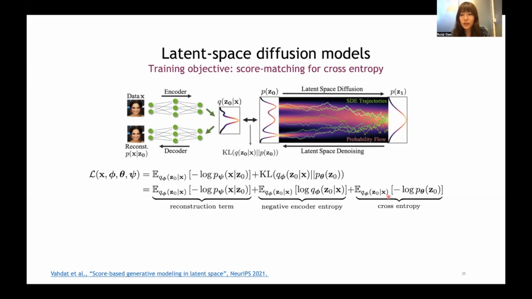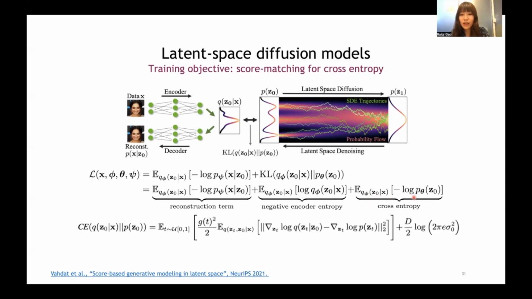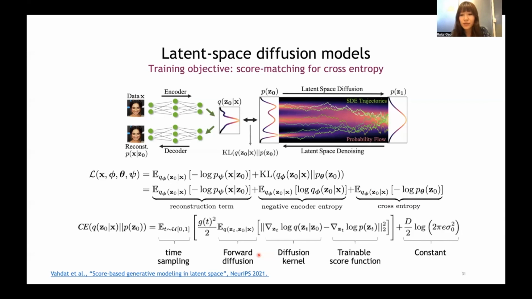It actually corresponds to, we treat the encoded latents from this q(z0 given x) as the observed data of the diffusion models. In that way, we can derive a similar training objective of the diffusion models as the original one. So we first do this random sampling of time step, and then we draw samples from this forward diffusion. Then we have this diffusion kernel. This is from the forward process. And then we learn this score function for zt. And of course, we have some constant that is irrelevant to the model parameters.